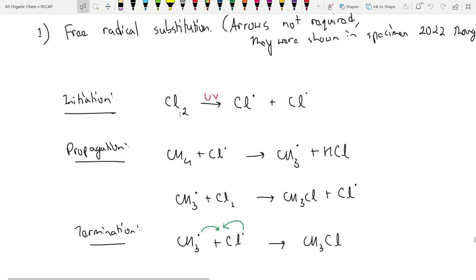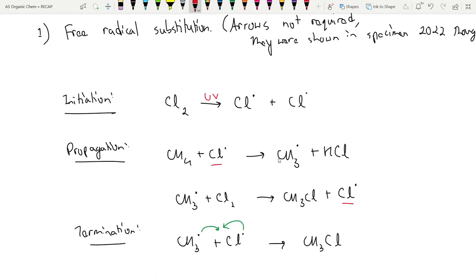In initiation, no free radicals are involved, but we do get 2. Due to the presence of UV light, the halogen breaks to form free radicals. In propagation, it actually occurs in multiple steps. We have 2 steps here. Methane reacts with the chlorine free radical to give us the CH3 free radical and HCl. Then the CH3 free radical reacts with chlorine again to give us chloromethane and the free radical. If you see this, the chlorine free radical has been regenerated at the end, right? So this is an example of catalysis.